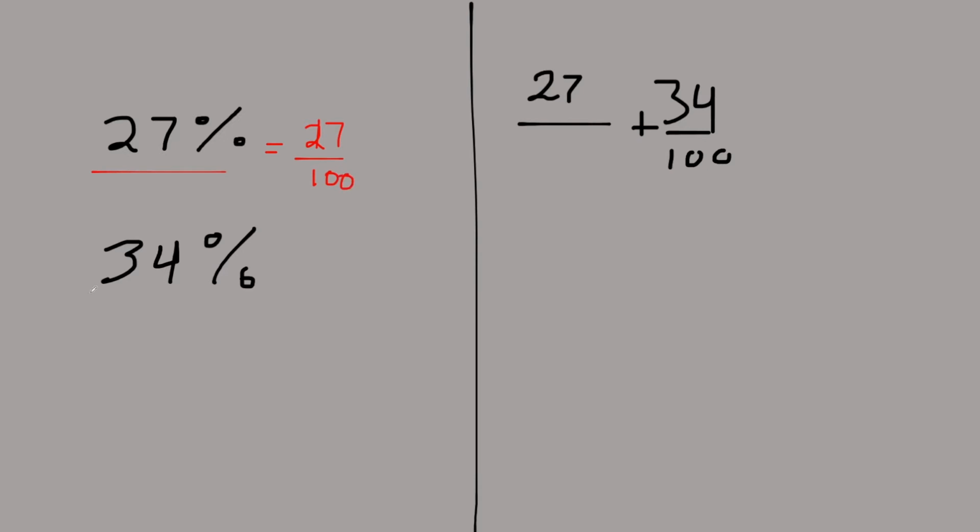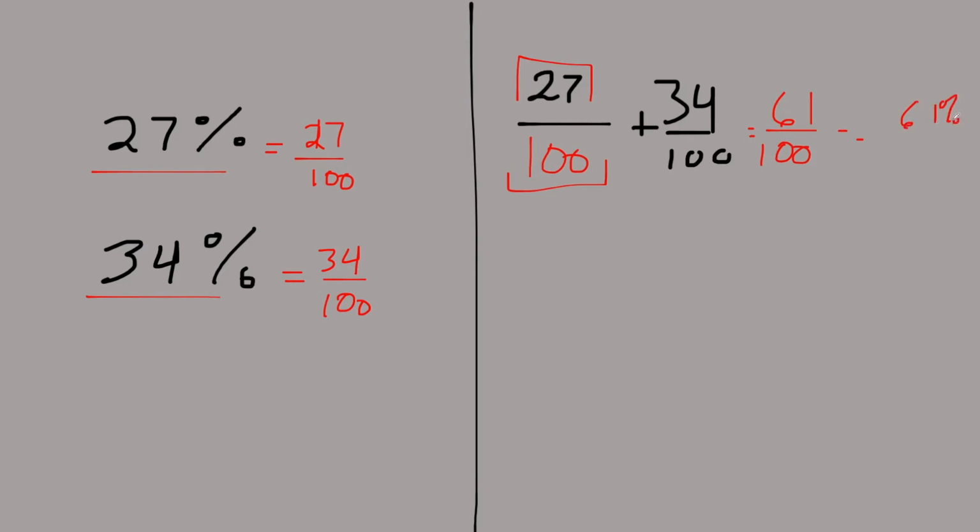And I can also write 34% as a fraction, or 34 over 100, right? Now if I'm going to add these fractions, the denominators are the same, so I don't need to change the denominators. I just add the numerators, right? So this would be 61 over 100, and the percentage here would be 61%.